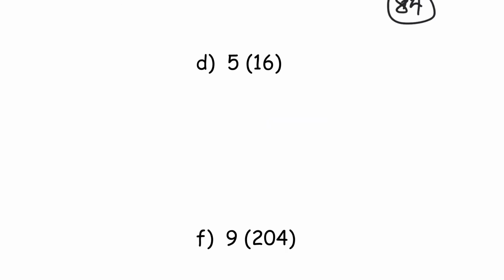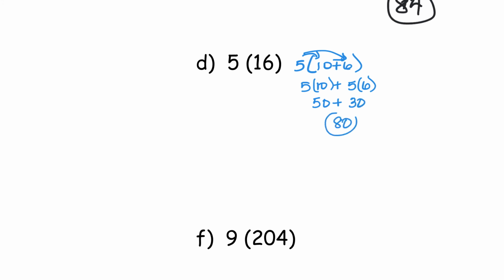All right, let's go on to letter D. Now, letter D looks a little different. Remember, the parentheses sign means to multiply. So in this case here, I'm going to rewrite it as 5 times 10 plus 6. And then I apply the distributive property. 5 times 10 plus 5 times 6. 50 plus 30. Final answer is 80.